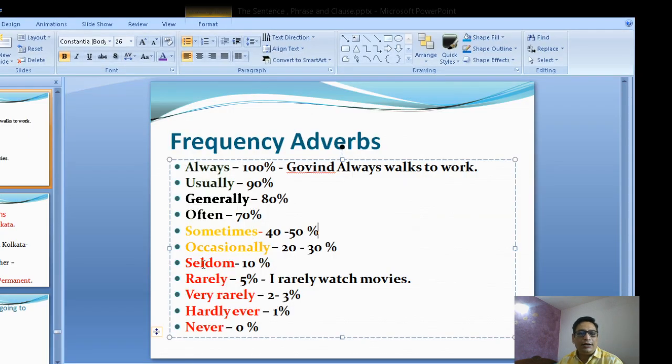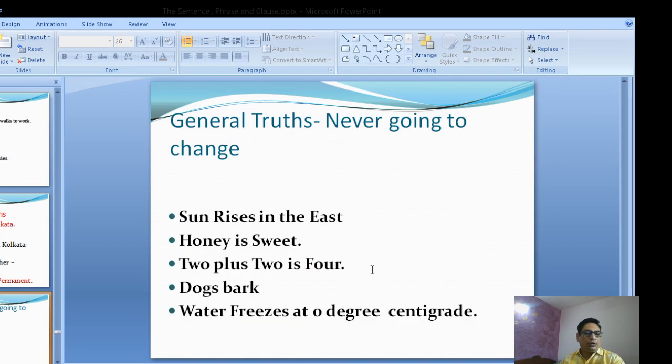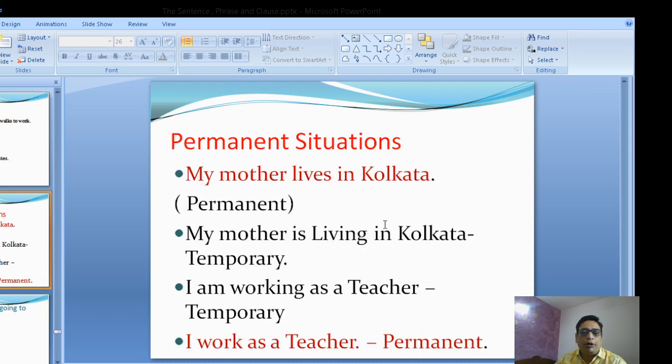Now let's come to the next slide. Permanent situations. For example, my mother lives in Kolkata. When we are talking about the present simple tense, along with habits and general truths, add one more condition, so this goes beyond what we learnt yesterday: permanent situations. My mother lives in Kolkata. This is a permanent situation. It does not mean that she is staying there for some time and will go back somewhere else.